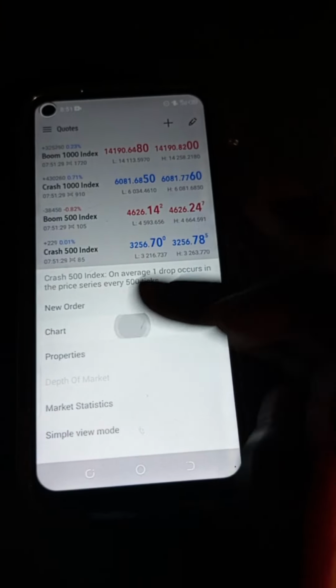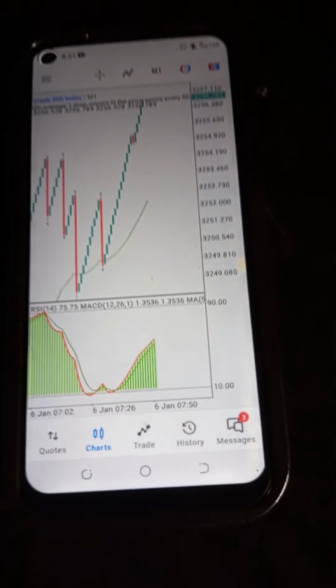Let's check crash 500 again and see. Okay, crash 500 is going, but don't be greedy. You take your 5, you leave. Don't be greedy.